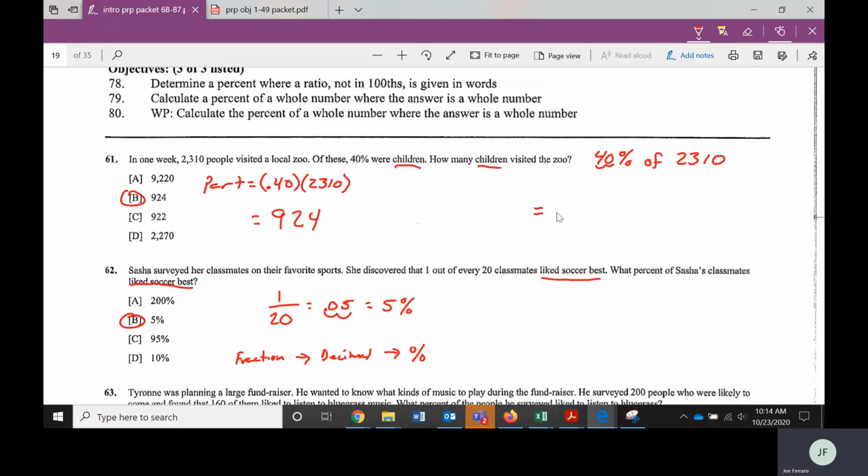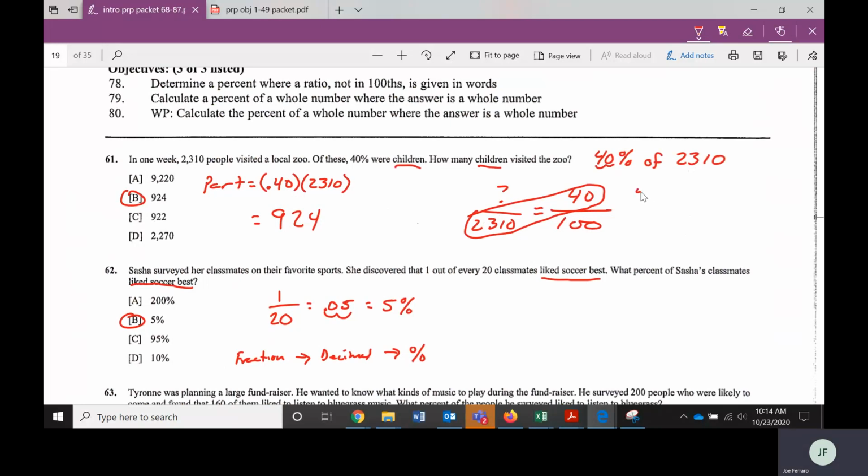Okay, the other way to do it, percent formula, so you set this up. The percent is 40. The 2,310, that's the whole, or all the people, so that goes in the bottom, and we don't know the part. So we take the diagonal, and we multiply those two numbers. So we type in 40 times 2,310.